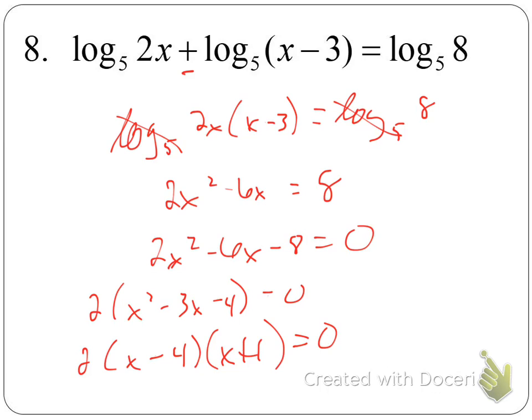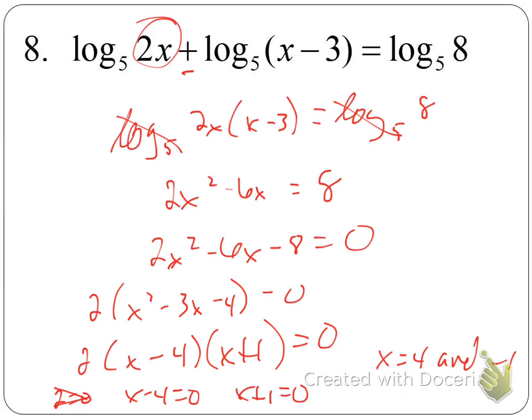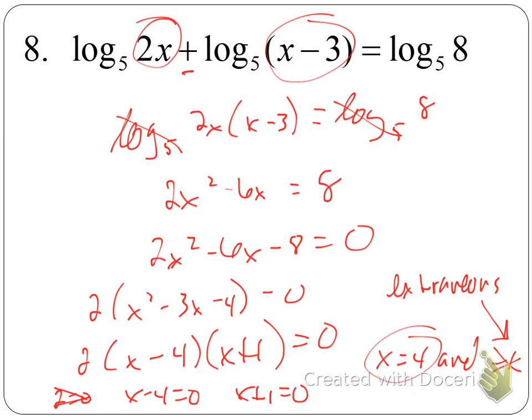And then if you were to set each factor equal to 0, that would include 2, but 2 equals 0 does not give you a solution. Set these guys equal to 0, and you would get 4 and negative 1. A quick look to the top shows us that negative 1 would make both of these logarithms negative. So negative 1 is an extraneous solution. We can't use it. X equals 4 is our only solution.